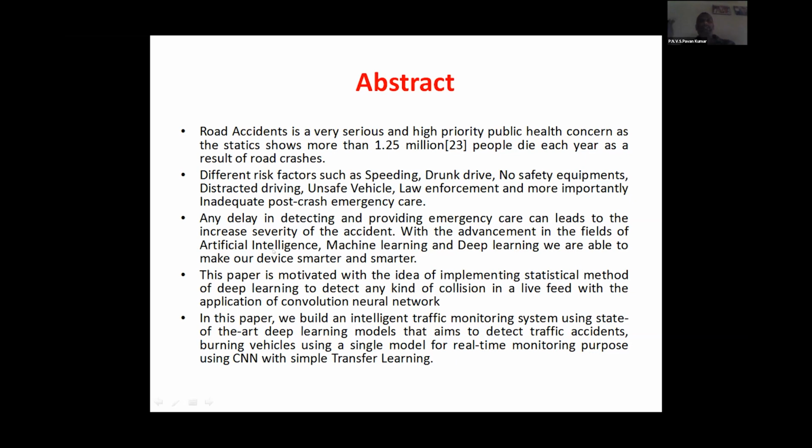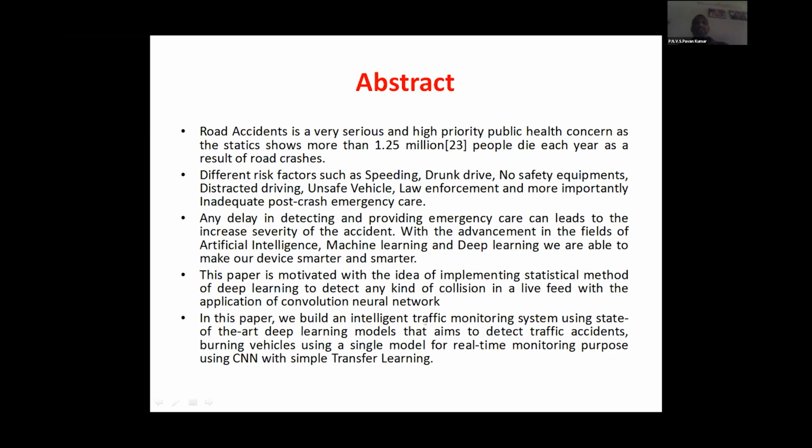So here, any delay in detecting these factors and providing emergency care can lead to an increase in the severity of the accident. That is the reason why we are working on this. With the advancement in the fields of artificial intelligence, machine learning, and deep learning, we are able to make our devices smarter and smarter. So here we are presenting a paper with the idea of implementing a statistical method of deep learning to detect any kind of collision in a live field, using the application of convolutional neural networks.